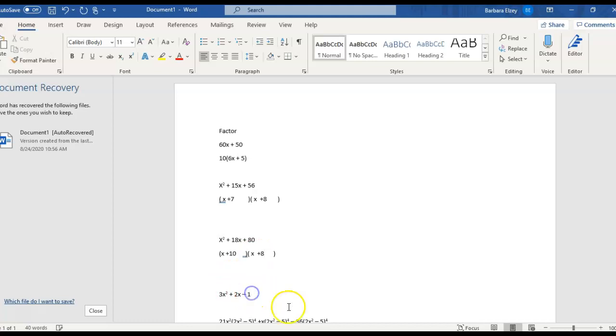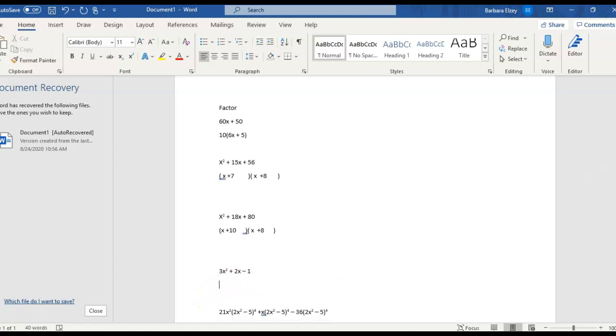Now, this is a harder problem, this one right here, because there's not a 1 in front of x squared, there's something else. So when we think about what's in front of x squared, we can't just have x and x. We need something that multiplies to give us that 3 too. Now the only thing that gives us 3 will be 1 and 3. So we can have a 1x and a 3x. And we don't really have to write a 1.